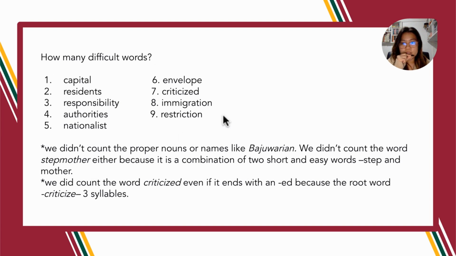First, capital. Capital. There are 3 syllables. Residence, responsibility, authorities, nationalist, envelope, criticized, immigration, restriction. So the similarity is that they have 3 or more syllables for these difficult words.